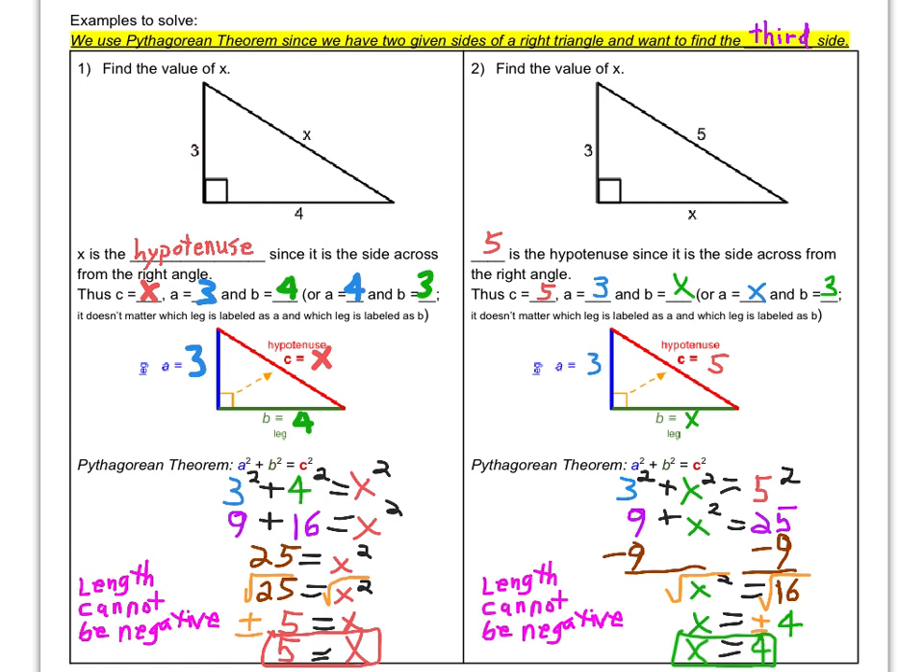We got 4. That should be a reasonable answer. Remember, the leg should be smaller than the hypotenuse. Hypotenuse is the side across. Notice number 1 and number 2 are actually the same triangle. 3, 4, 5. 3, 4, 5. It just depends on which part they are given and which part you're trying to find. In number 1, we were trying to find the hypotenuse. We were given the 2 legs. On number 2, we were given a leg and a hypotenuse, trying to find a leg.